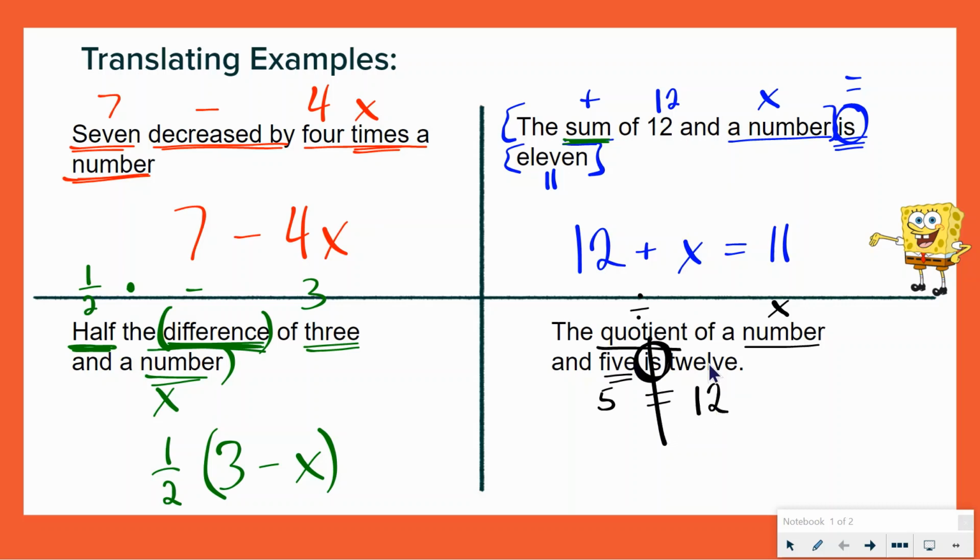All right, so actually I'm going to start with the back end of that just because that's the easiest. It equals 12. And then this quotient could be written with a division symbol. We could write this as x divided by 5. That's the quotient between a number and 5. But usually you won't see that written in an equation. You would see it written as a fraction like this. The quotient of a number and 5 is 12.